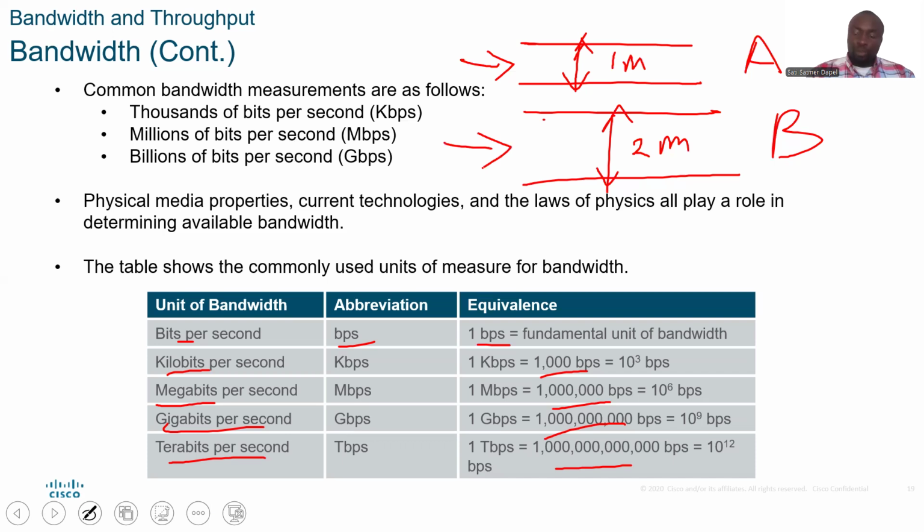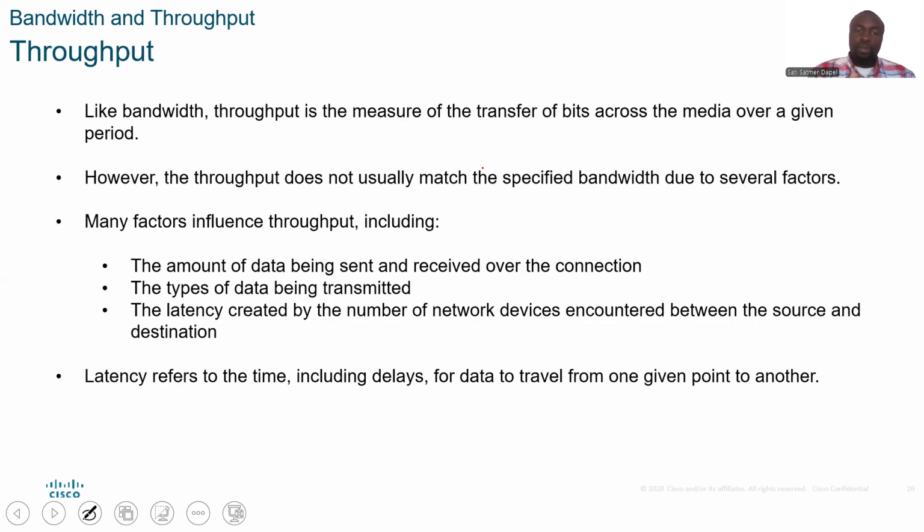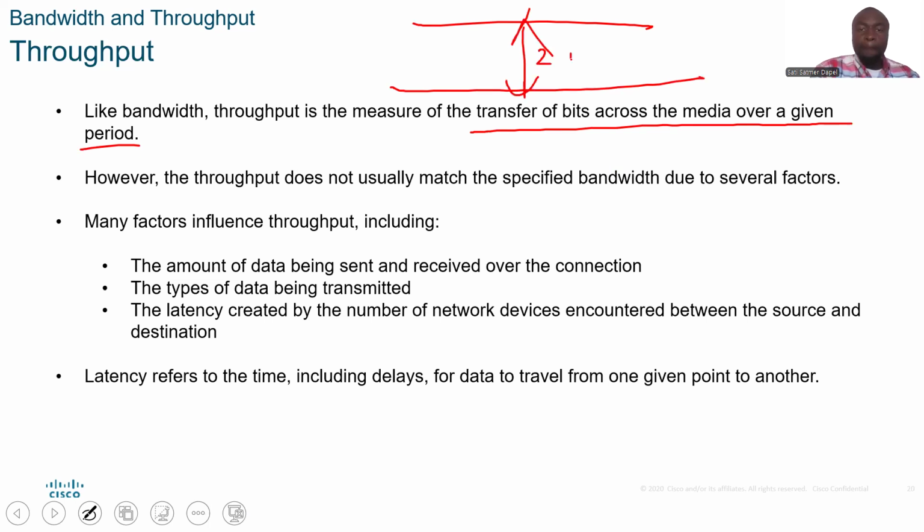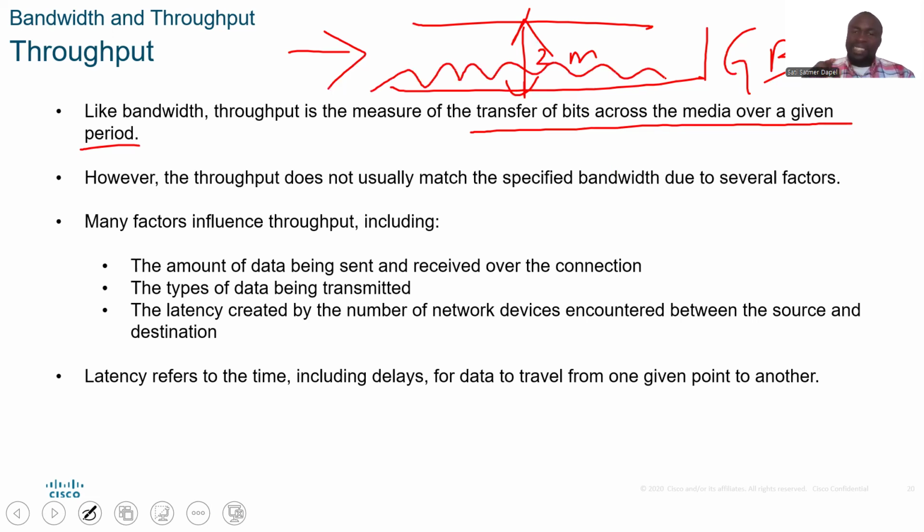But now, the throughput on the other side, just like bandwidth, throughput is the measure of the transfer of bits across a given period, which means if this pipe here is a 2 meter pipe and you decide to pass traffic here at maximum capacity, let's say you will get 1 gig. But if you are not passing the traffic at maximum capacity, maybe you are passing something less, that is actually the throughput, because the throughput will tell you the actual amount of data that is passing through that channel. However, the throughput does not usually match the specified bandwidth due to several factors.